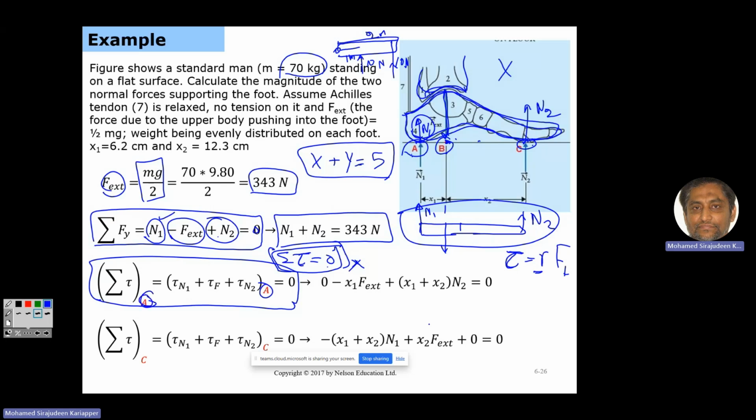So I'm choosing the point A and we're going to say the sum of torques is 0. So how many forces do we have? Force N1, find the torque due to N1. Find the torque due to the external force, or the half of the weight. Find the torque due to N2, equal to 0. Now this is 0.